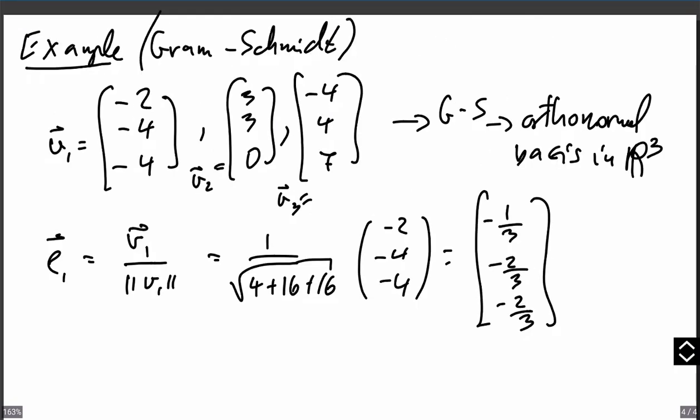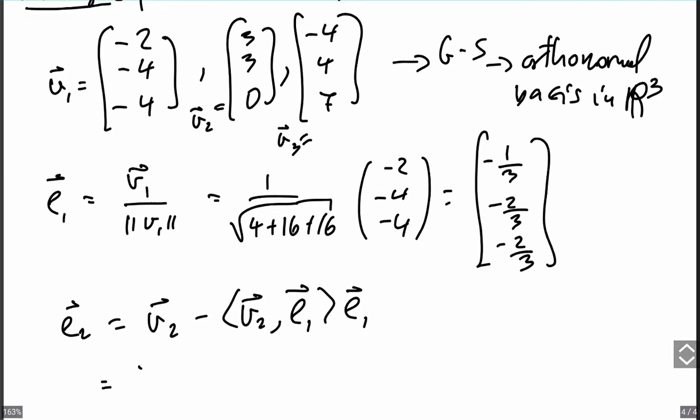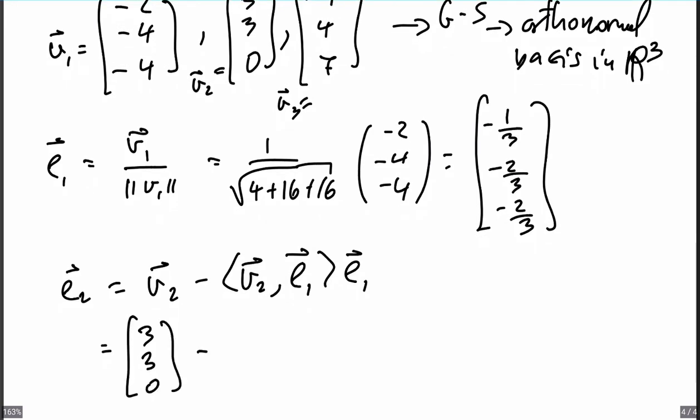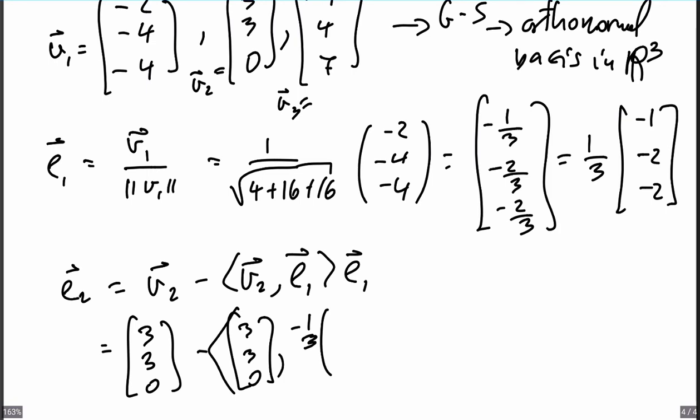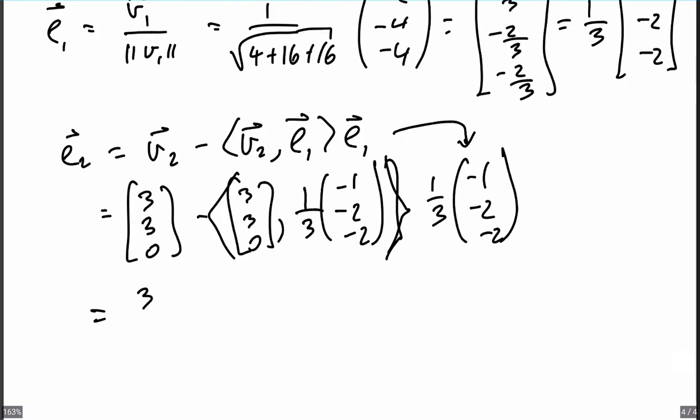So after we have E1, E2 is the V2 vector minus the V2 inner product with E1, times E1. So this is (3, 3, 0) minus the inner product of (3, 3, 0) with (-1/3, ...) . Actually, let me factor out 1/3, because then I don't have to work with so many fractions. And then I also have the 1/3 factored out when I use E1 here. It's (3, 3, 0).